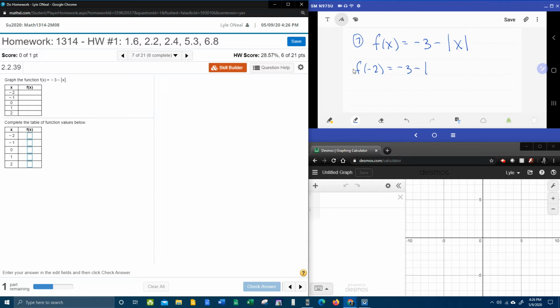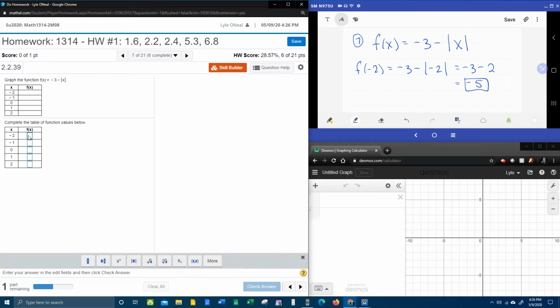We're going to replace the x with negative 2. We know that the absolute value of negative 2 is 2. And then we can say negative 3 minus 2 is negative 5. And that'll be our first y coordinate, negative 5. And then we're going to rinse and repeat, okay?